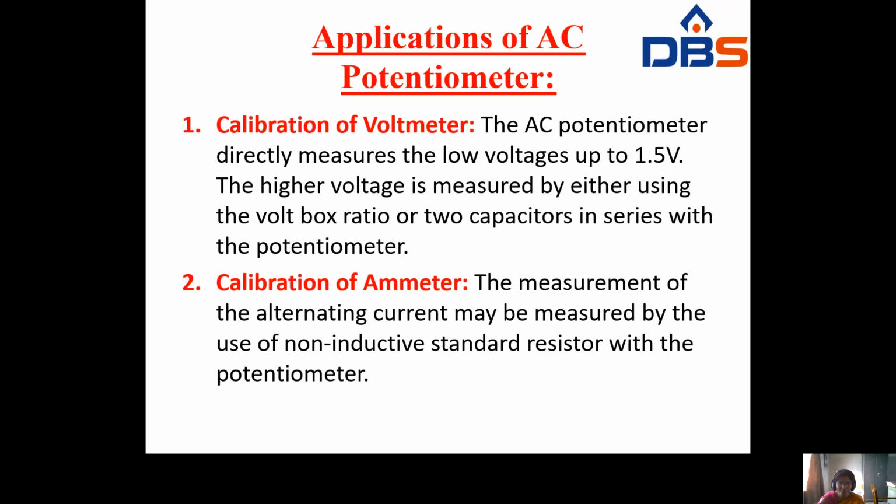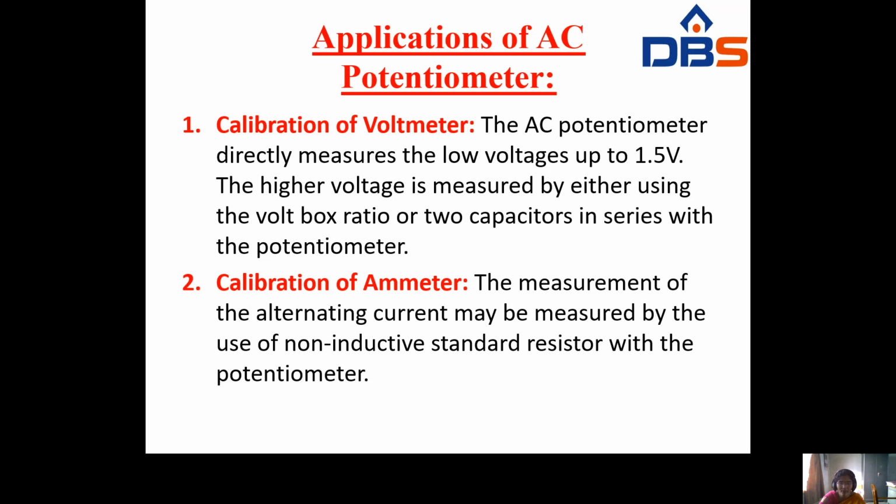Now you have to see the applications of AC potentiometers. What are the applications? First, the AC potentiometer is used for the calibration of voltmeters. That means the AC potentiometer is also used for the measurement of voltage. The AC potentiometer directly measures low voltages up to 1.5 volts.